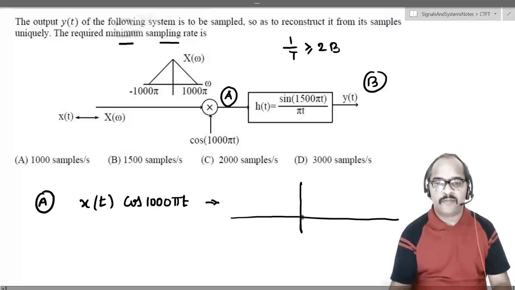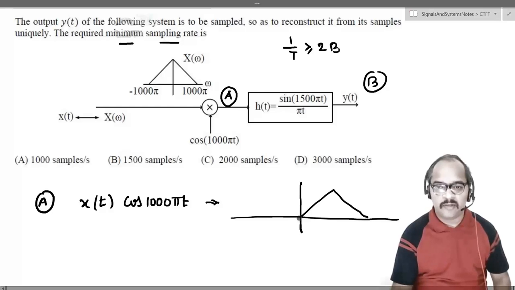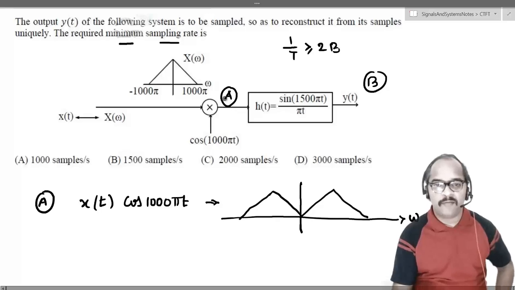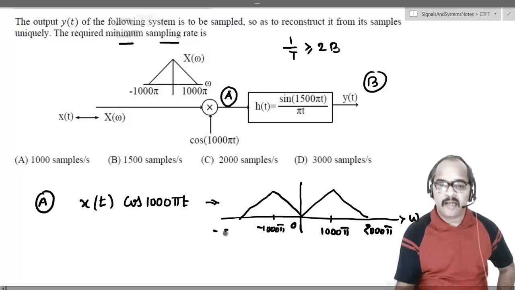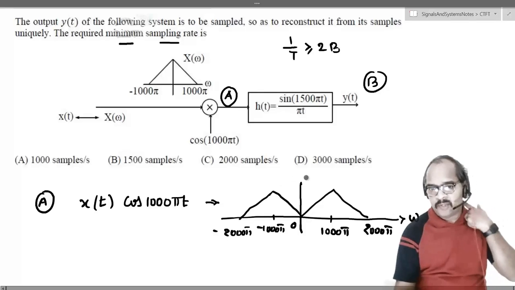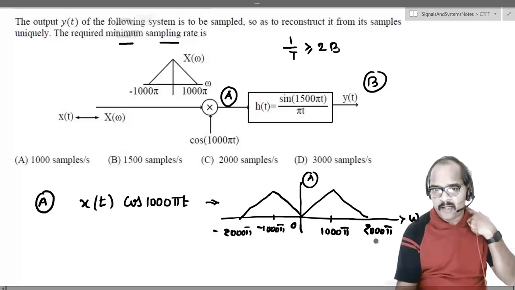If you shift this to the right by 1000 pi, it will look like this, and if you shift to the left by 1000 pi, it will look like this. So this is the Fourier transform of the signal at A. This is 0, this is 1000 pi, and this is 2000 pi. And this is minus 1000 pi, and this is minus 2000 pi. So this is the Fourier transform at A.